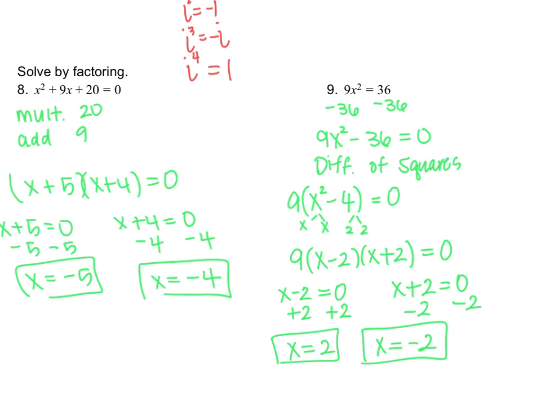Now I could have factored this without taking out the GCF first. I would have gotten 3x minus 6 and 3x plus 6. And I still would have gotten 2 and negative 2 as my solutions. I would have just had to divide by 3 after adding and subtracting 6 from both sides.